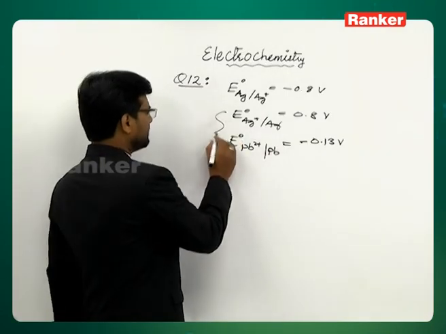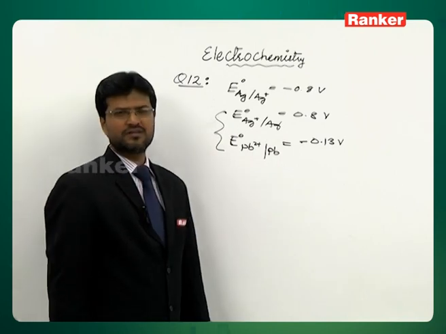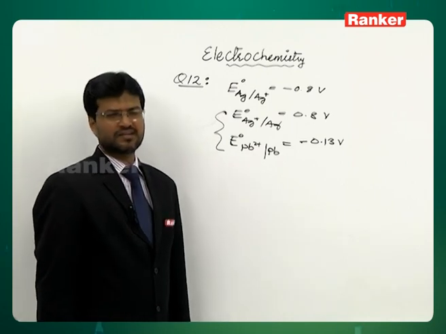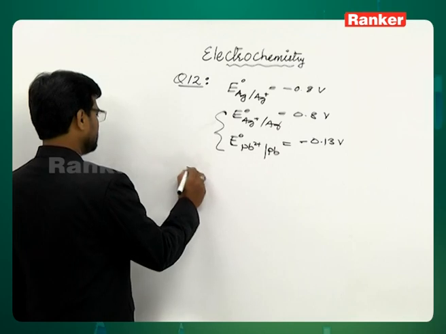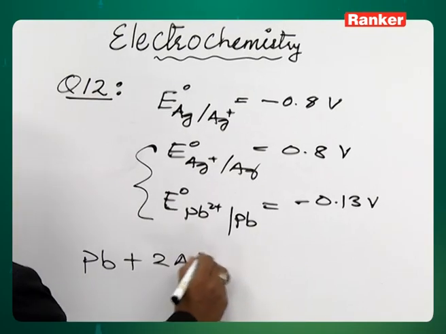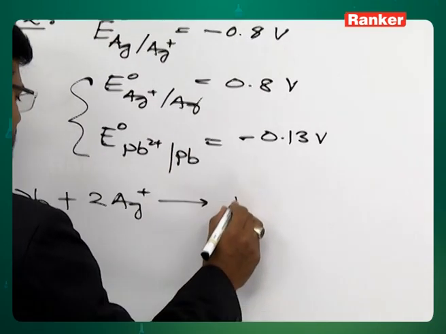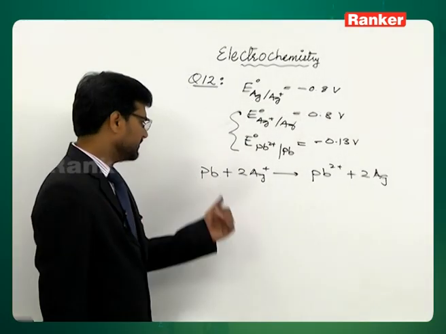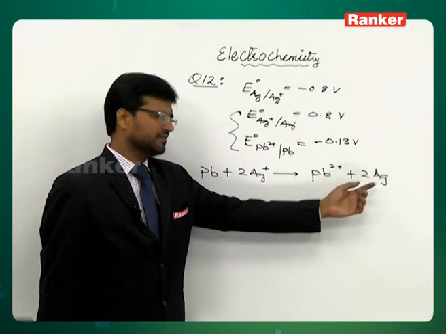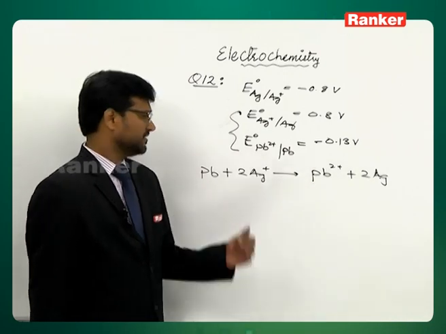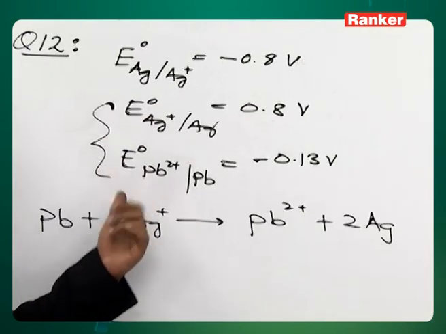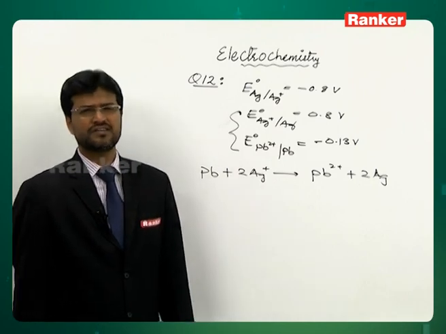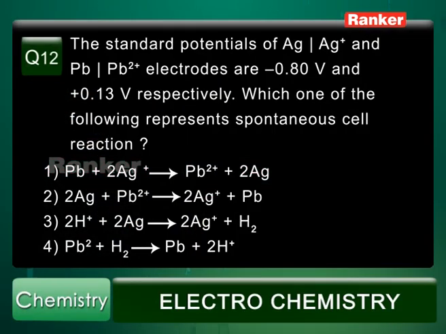Now on the basis of this, you can say that Pb is a more powerful reducing agent than Ag, sorry. So the correct answer is Pb plus 2 Ag plus gives rise to Pb2 plus plus 2 Ag. That means lead will reduce Ag plus to Ag and itself gets oxidized to Pb2 plus. The SRP of the silver electrode is higher than that of lead. So silver gets reduced and lead gets oxidized. As simple as that. So the correct answer is the first option.